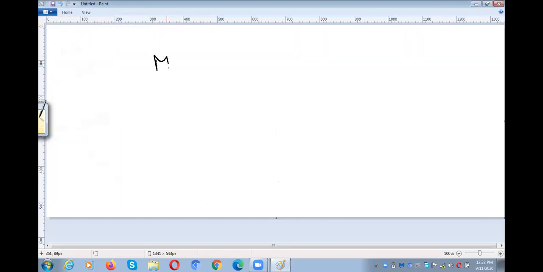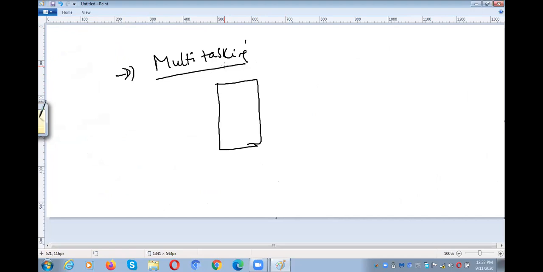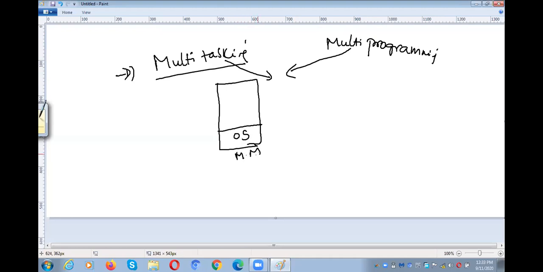And next, one more thing you need to understand, that is called multitasking. This is another variety of operating system. What is multitasking? In the case of multitasking also, multiple tasks. Previously we already talked about multi-programming. In the case of multi-programming as well as multitasking, the main memory is divided into two parts. One is for the operating system and the remaining is for the user area.